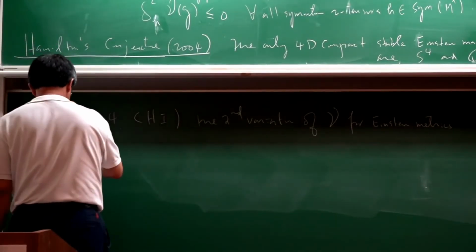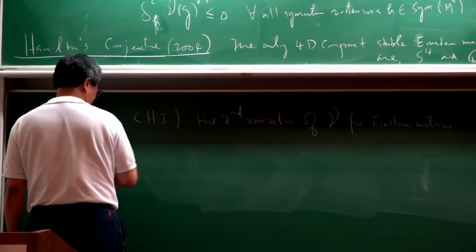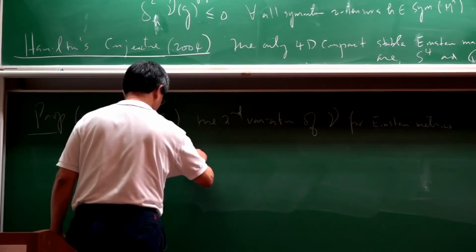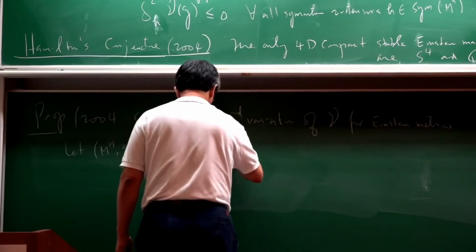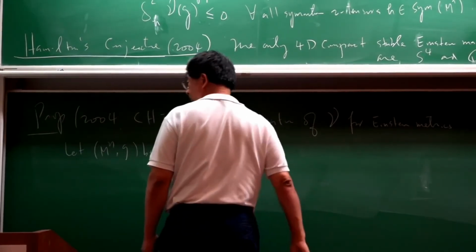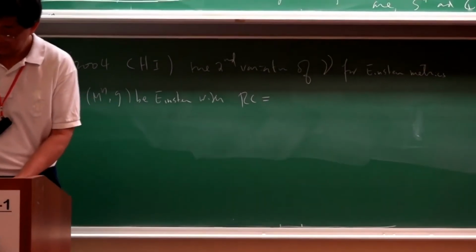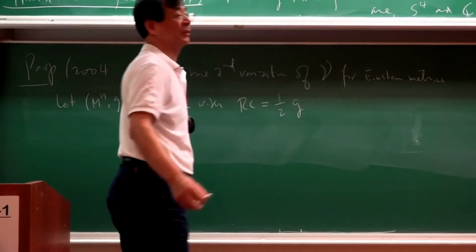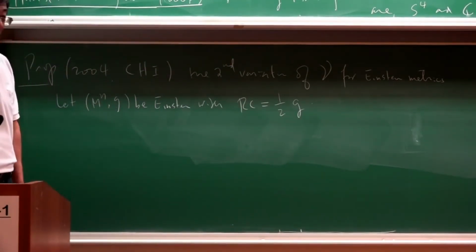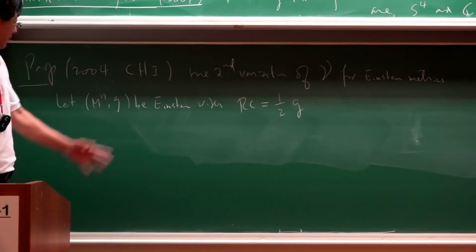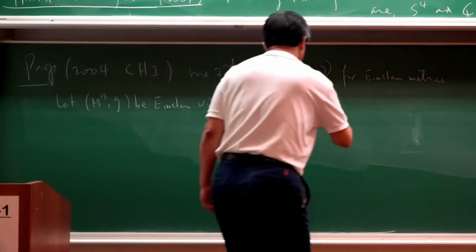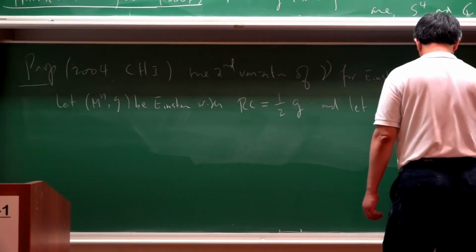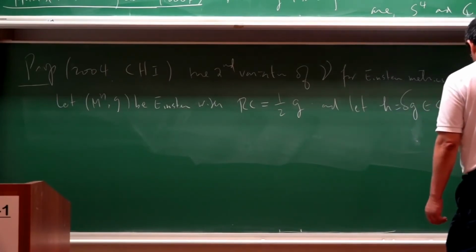So now, let (M, g) be Einstein with Ricci equal to 1/2 of g. Okay, so we're going to normalize to be 1/2. That's more convenient for us. So that's the positive Einstein case. Okay, and let h be equal to delta g, any symmetric 2-tensor.